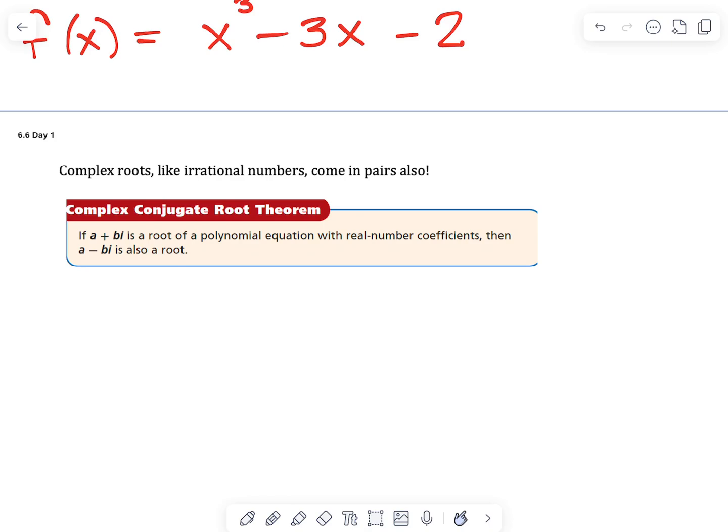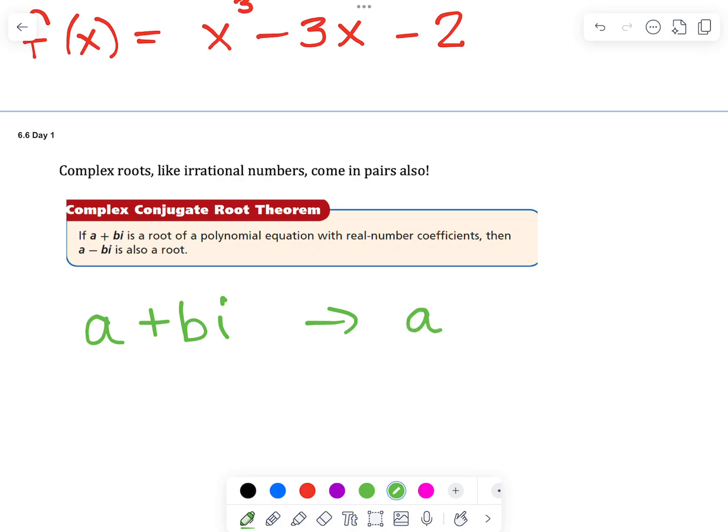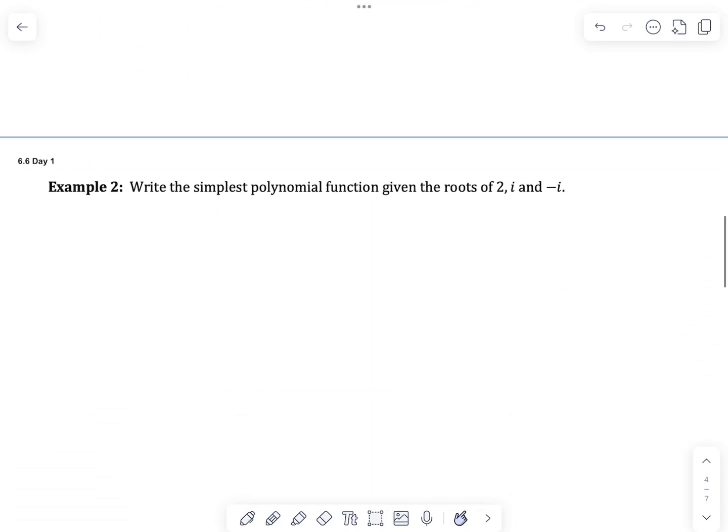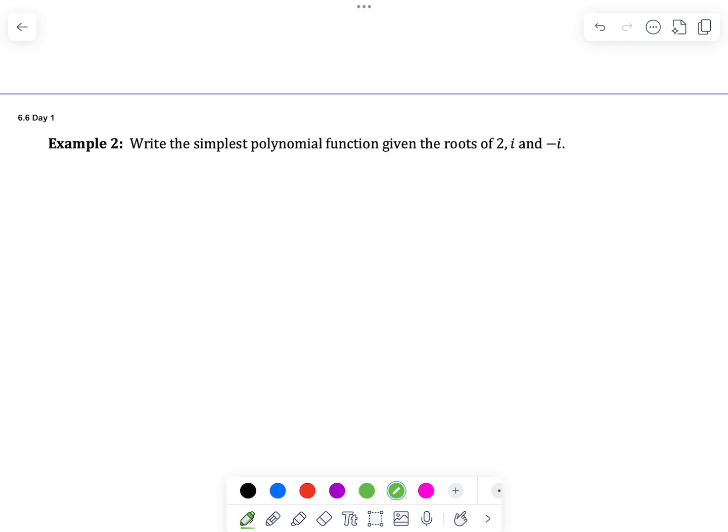When we have complex roots, they occur in pairs. So if you have a complex root of a plus bi, then you're going to have the pair, the conjugate, a minus bi. So here's an example. We have 3 roots. We have a real number of 2, an imaginary root of i, and then its pair, -i.